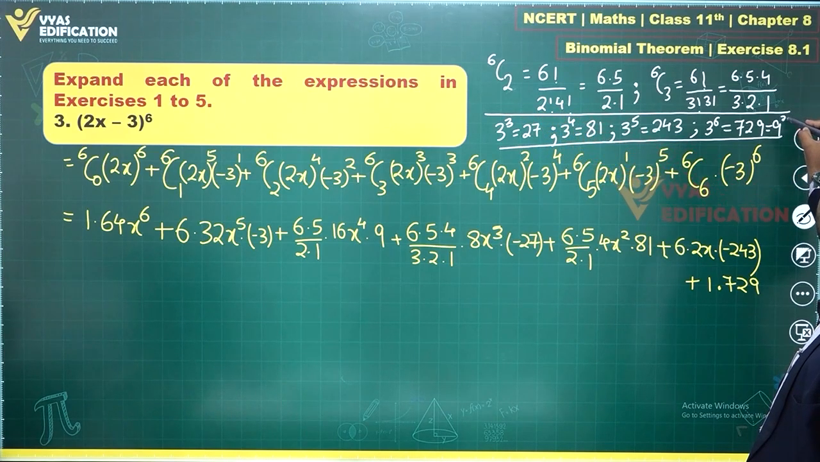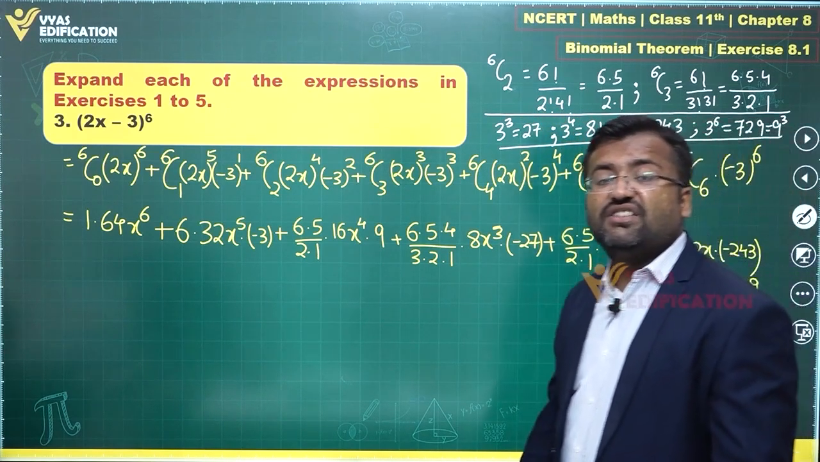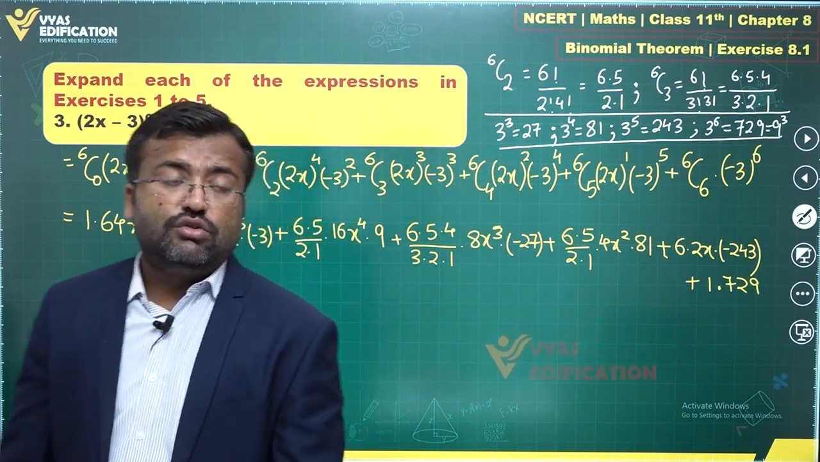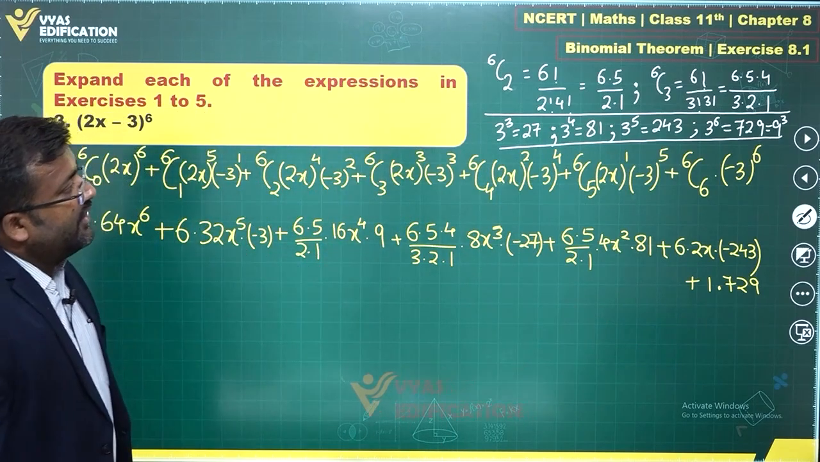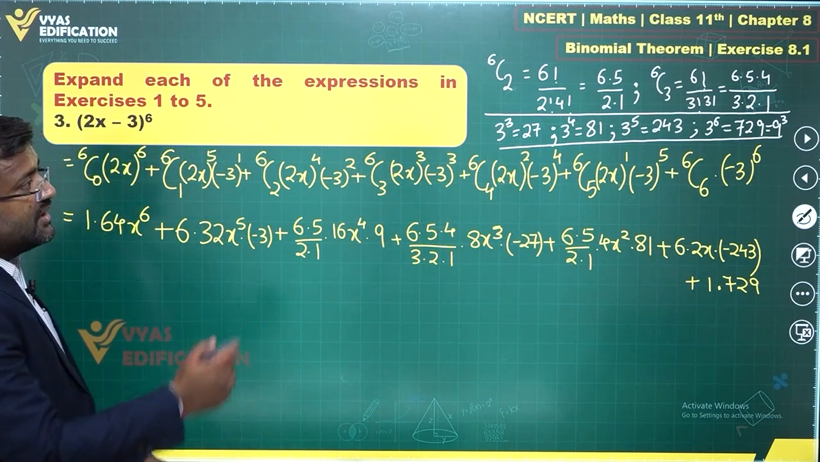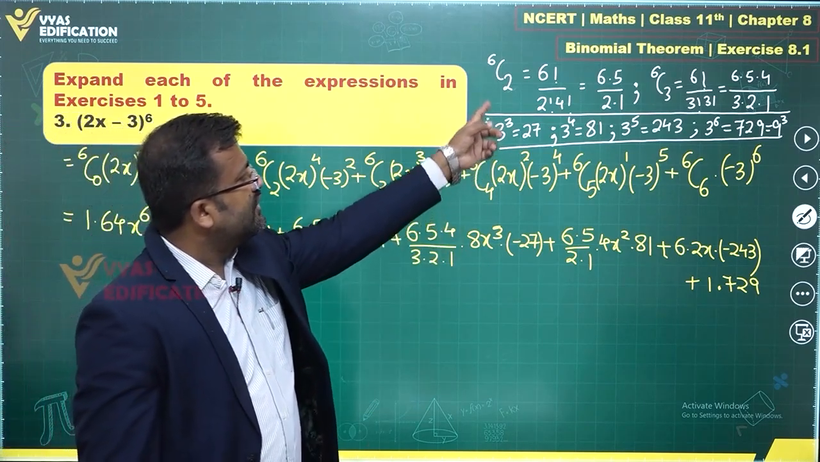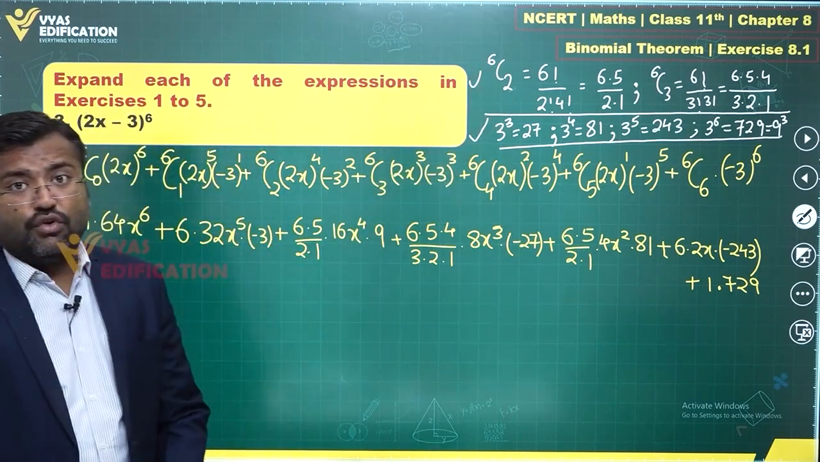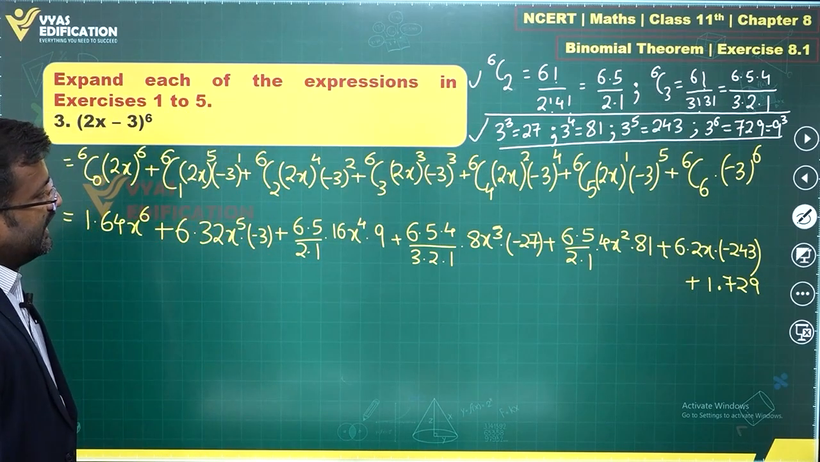729 is also 9 cube. It is also equal to 27 square. Right. So this is something that I've used over here. Should we also remember these things? Yes. These powers of 3, yes, you should remember. You should be aware of these things beforehand. Right. Okay. So what next?